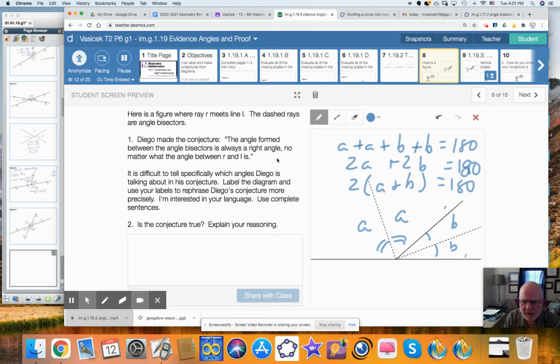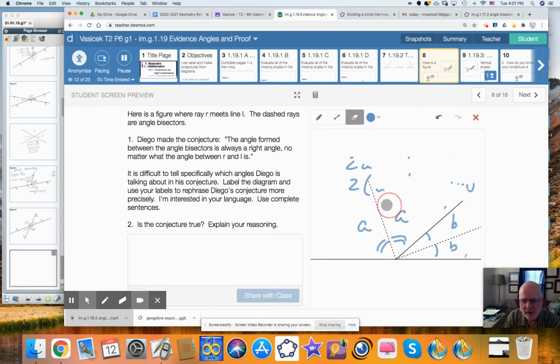Anyway, Diego makes this assumption. He says, the angle formed between angle bisectors is always a right angle, no matter what the angle between R and L is. That's not very clear with the drawing that we had. Even with my markings of A and B on it, it's not very clear. So what I'd like you to do is to mark the drawing and label it.